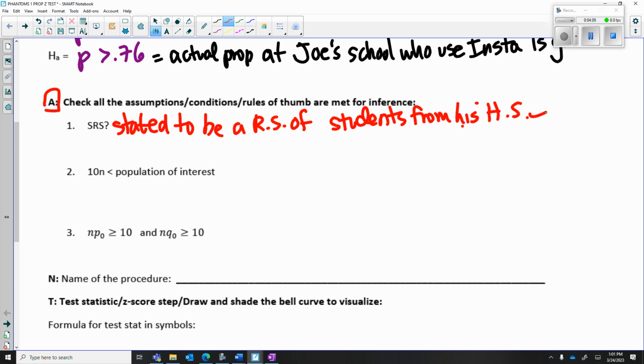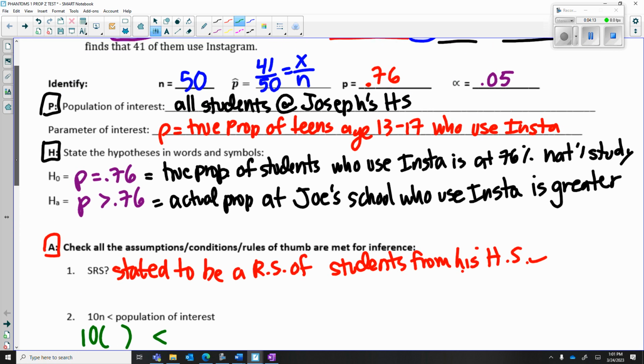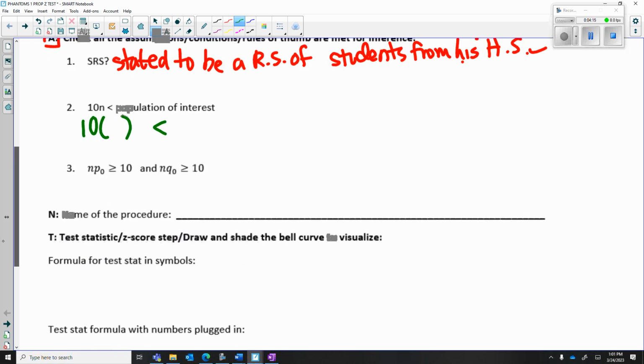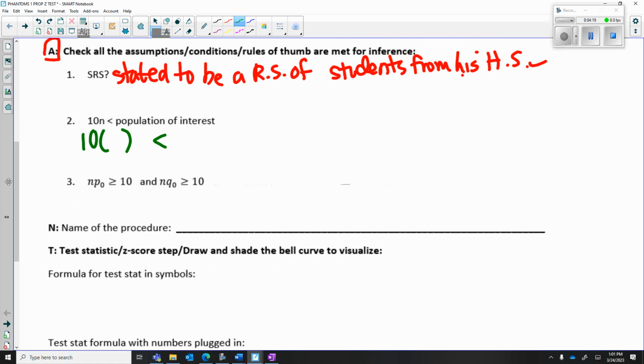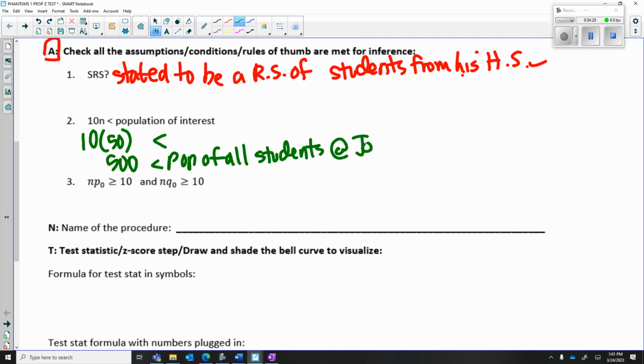Nice. Next one, 10 times n is less than the population of interest. That will allow us to do the standard deviation formula for p hat. So our sample size was 50. 10 times 50 equals 500. And is that less than the population of all students at his school? I'm sure it is. Okay, so that's the second one.